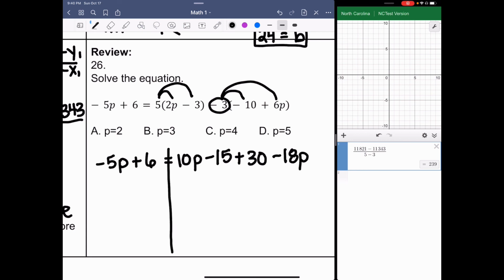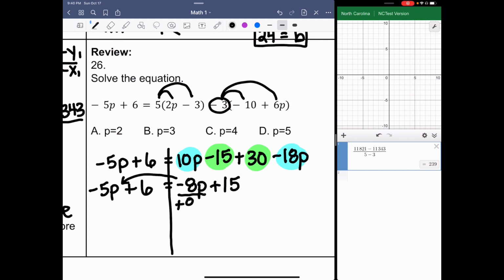Now we're going to want to combine like terms here. So we have 10p and negative 18p, which is going to give me negative 8p. And then we have negative 15 and 30, which is going to be plus 15. So negative 5p plus 6, we're going to bring down. And then we're going to start moving stuff across the equal sign. So we need to move this negative 8p. We're going to move that over to the negative 5p. So we're going to add that.